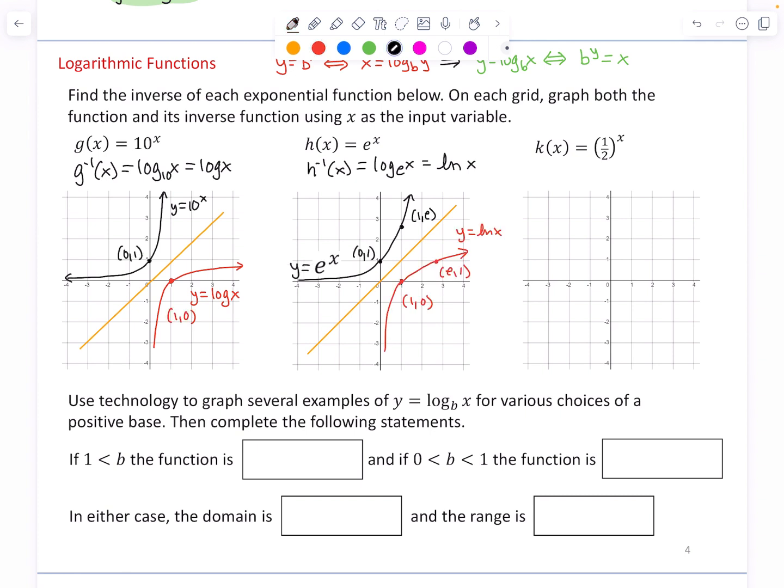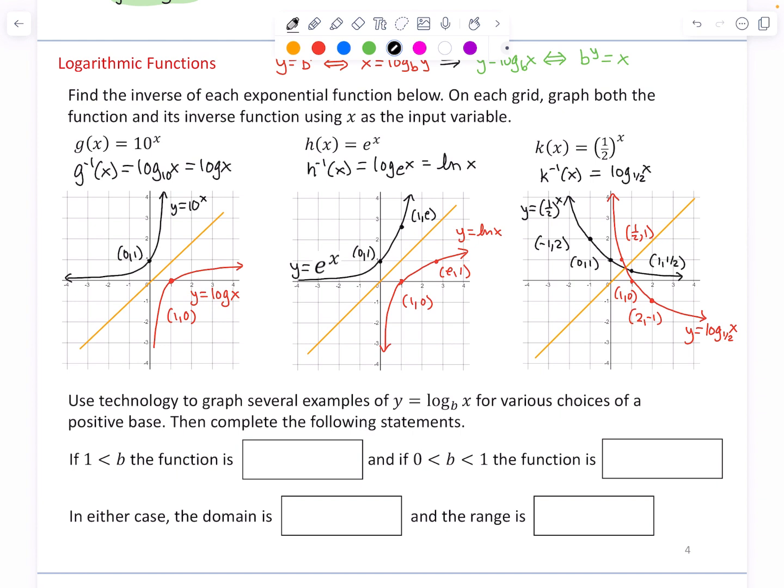And in this third case, if k is equal to 1/2 to the x, then k inverse will be log base 1/2 of x. 1/2 to the x goes through (-1, 2), (0, 1), and (1, 1/2), among other points. It is a decaying exponential. And if you reflect this one across the line y equals x, you will get a graph that contains the points (2, -1), (1, 0), (1/2, 1), follows the y-axis up, and then goes off into the fourth quadrant. The red and black graphs will intersect on that line of symmetry, y equals x.